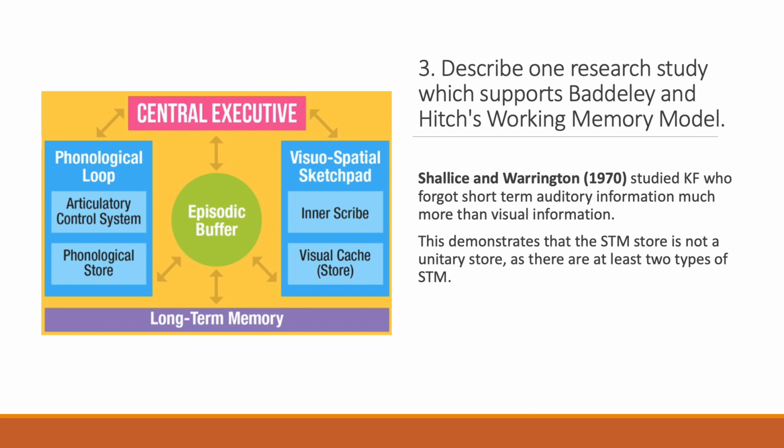So this demonstrated that the short-term memory store is not a unitary store, as the multi-store memory model suggests, because there are at least 2 types of short-term memory. And the working memory model splits this into auditory and visual information.